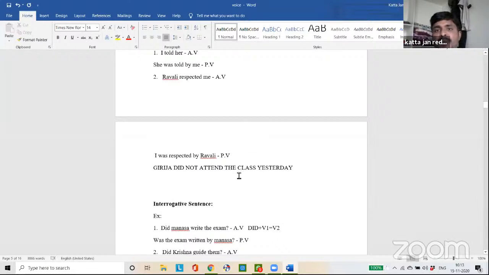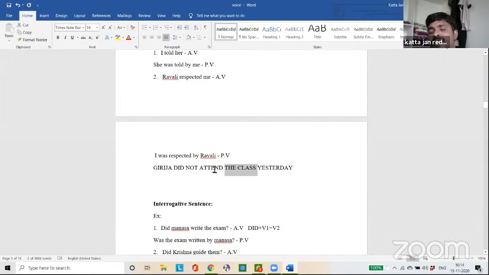Actually, this is not the right formation of questioning, but to simplify it, to recognize it well, I just frame the sentence so. Girija did not attend what? What is the answer for what? The class. So the class is the object. Whatever answer we get, that is the object.